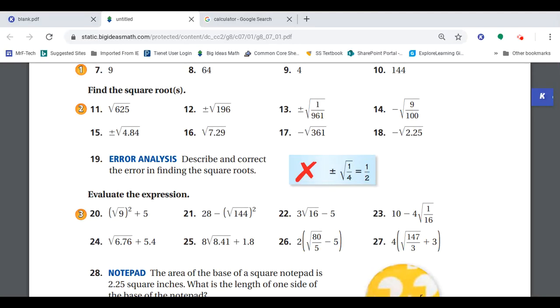Okay, so I'm going to go over exercises 14 and 17. They were some of the other ones that people were having problems with. All right, so let's look at 14 right here, which is negative radical 9 over 100, or 9 100ths.